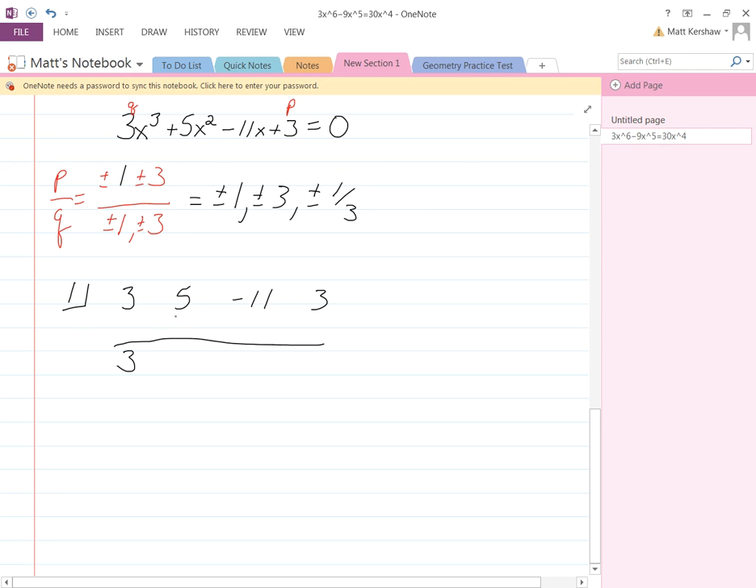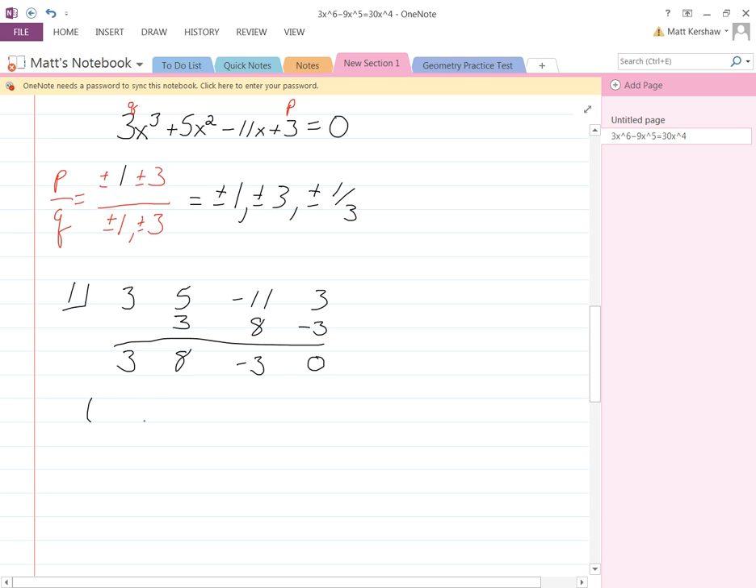1 times 3 gives us 3, plus 5 gives us 8. 8 times 1 is 8, and -11 plus 8 is -3. -3 times 1 is -3, and 3 minus 3 is 0. So we got pretty lucky because the first one we plugged in worked. So we know that 1 is a root.